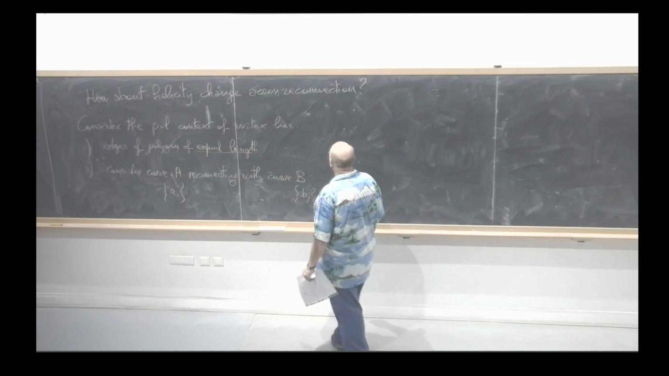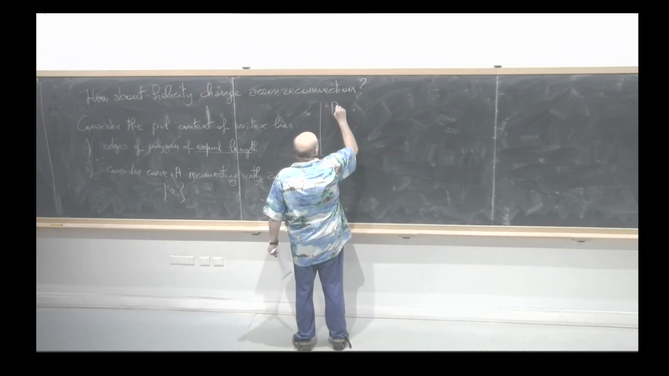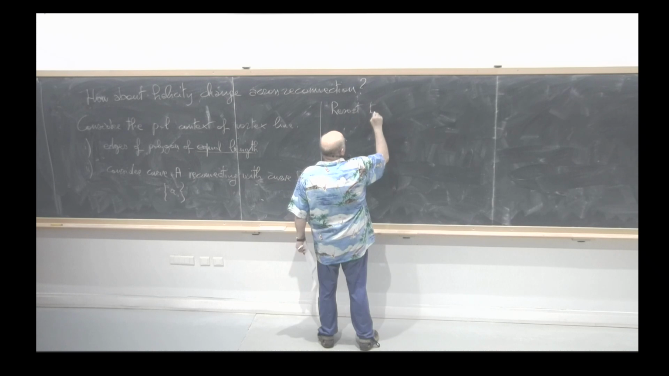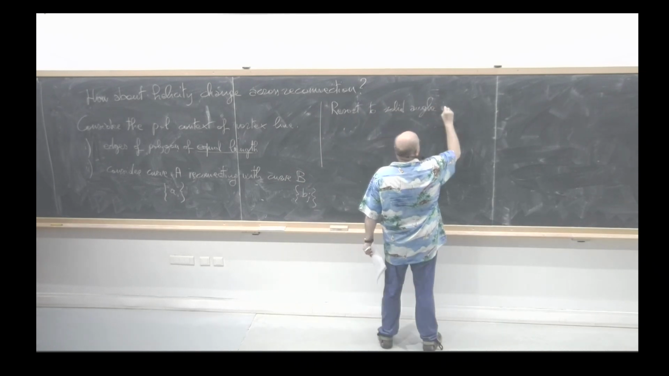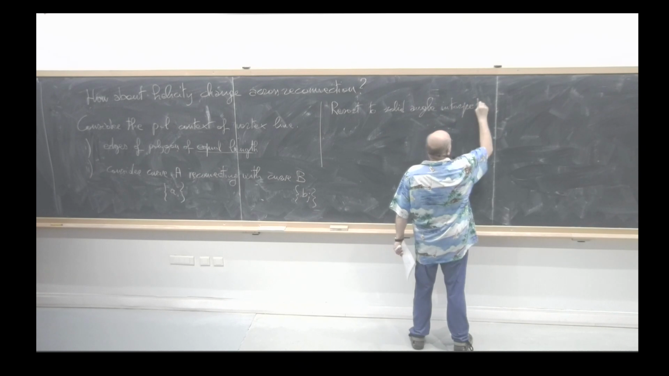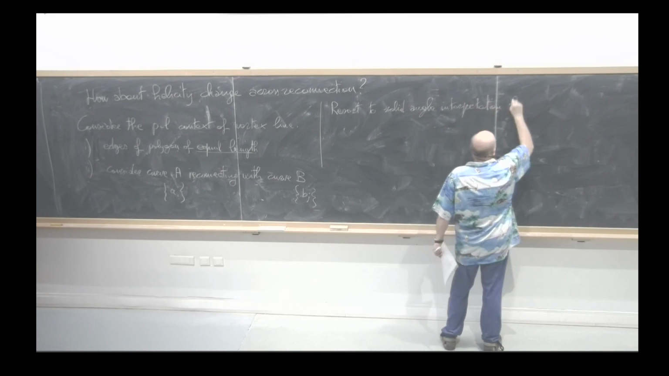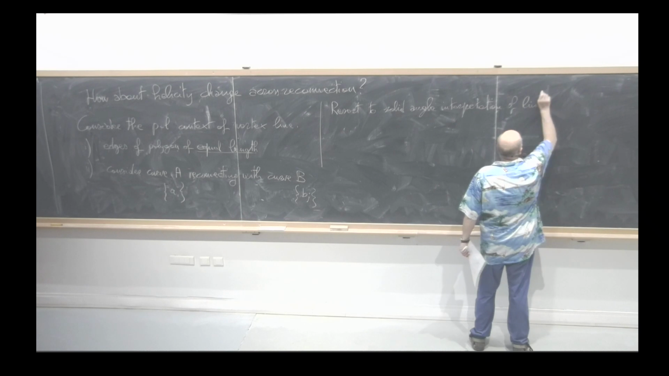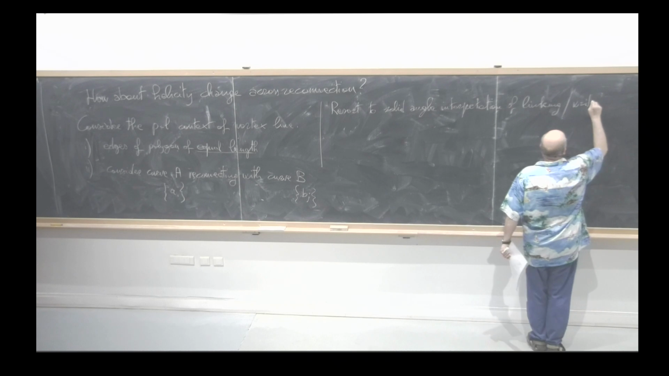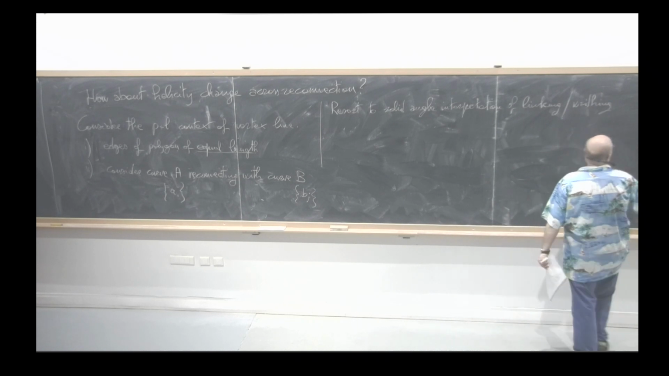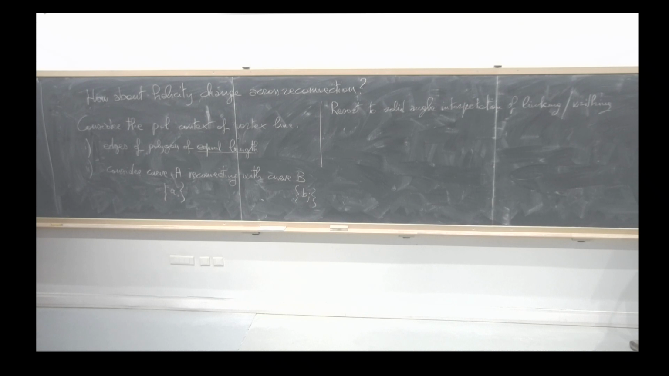So we can resort to the solid angle interpretation of linking, and that's the same to say for writhe and writhing. Remember, the linking between two curves can be seen as a contribution from this elementary solid angle, and then you integrate over the curves.